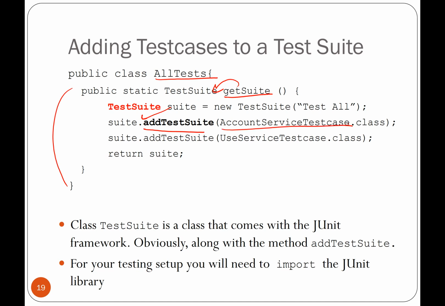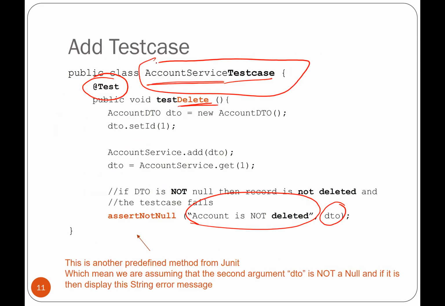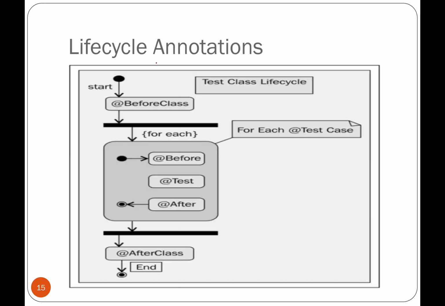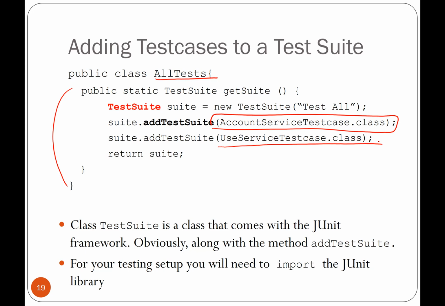Here's one class. Remember account service test case? If you look back a few slides before, this was it. This was a test case, or a test class. And how is it that I retrieve the class? I use the dot class method that comes with Java. Every class, if you want to just grab the class itself, you use dot class. And then basically the test suite has this test case added to it. Similarly, with a different class called user service, again I added to my suite. And then I finally return the suite.